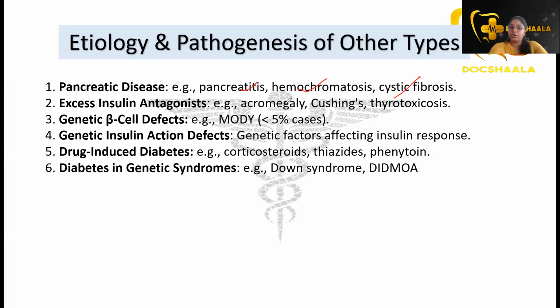Excess insulin antagonists such as in acromegaly, Cushing syndrome, and thyrotoxicosis can lead to diabetes mellitus. Then genetic beta cell defects, for example MODY. And genetic insulin action defects, genetic factors affecting insulin response, and drug-induced diabetes, for example usage of corticosteroids, thiazides, and phenytoin for long periods of time, and diabetes in genetic syndromes such as Down syndrome and DIDMOAD. Okay. So these are the associated factors which help in producing diabetes mellitus.